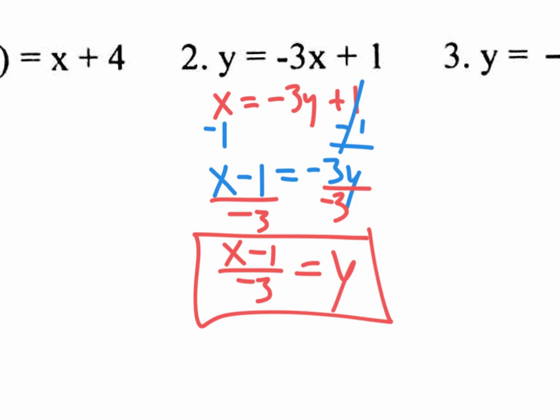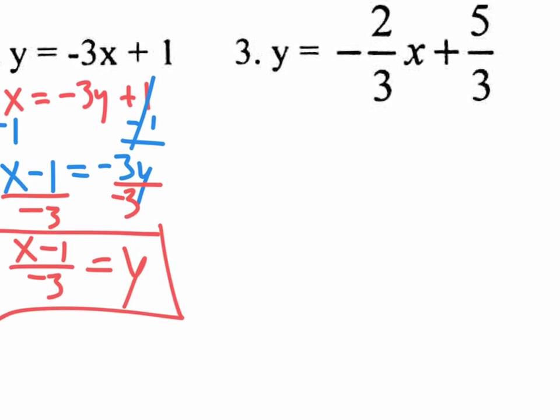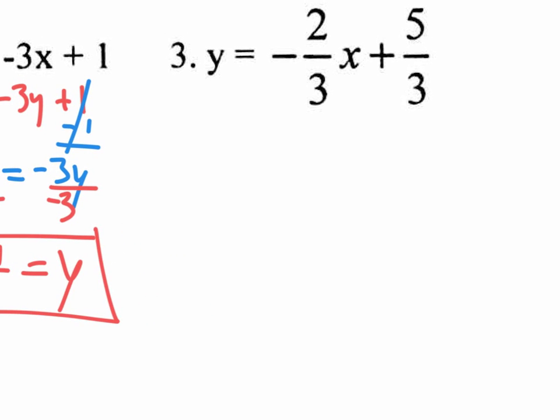Let's try number 3. So on number 3, we're going to switch x and y. Instead of y equals, we're going to have x equals. Everything else is the same, negative 2/3, but instead of x, we're going to have a y, plus 5/3. So we switched x and y. Now we're going to solve for y. So I want to get y by itself.